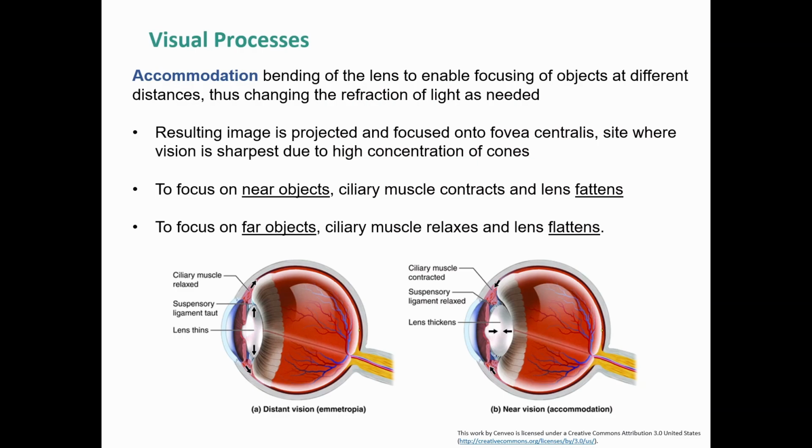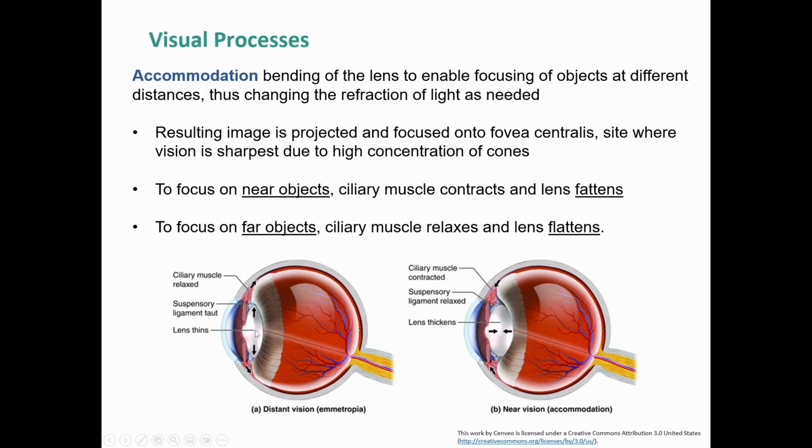So we always want to focus on the fovea centralis, and to do that, the lens will change shape to create different bends, different refracting in the light as it comes in. So in here, we're looking for distant vision, right? We're looking in the distance. So if you were looking at something far away, we see that the ciliary muscles relax, which allows the lens to flatten out, kind of like a little pancake.